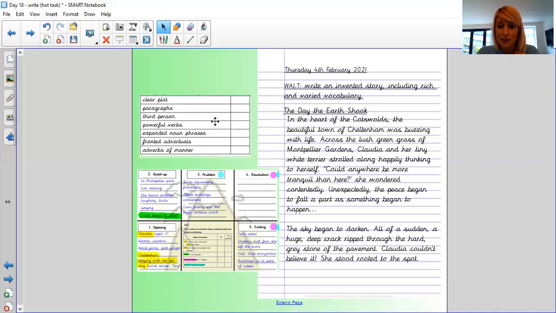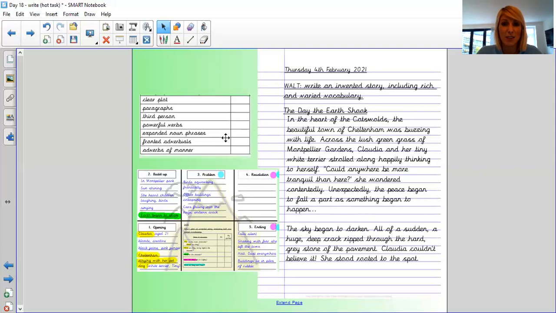Powerful verbs, I had buzzing, didn't I? What else have I got? Unexpectedly. Oh, that's more of an adverb, isn't it? That's my adverb of manner there, actually. What other verbs have I got? Darken is nice, isn't it? The sky began to darken. And a crack. So some powerful verbs, perhaps I could do a few more.